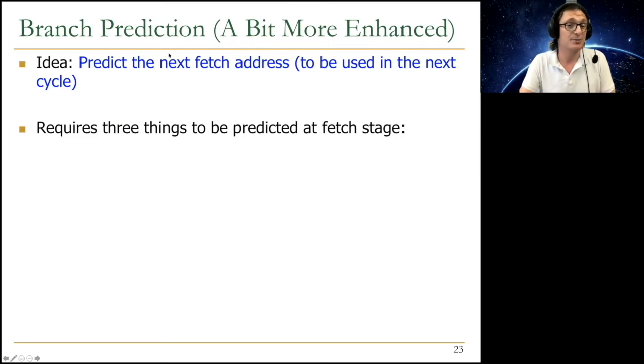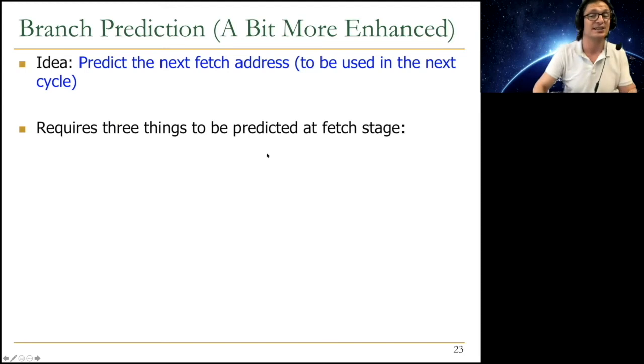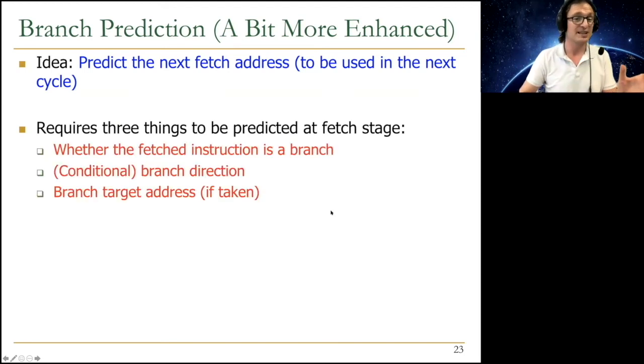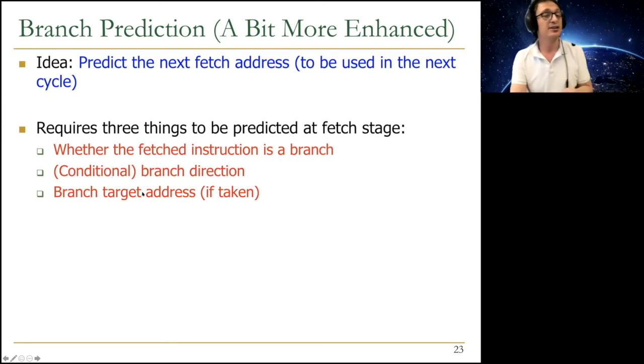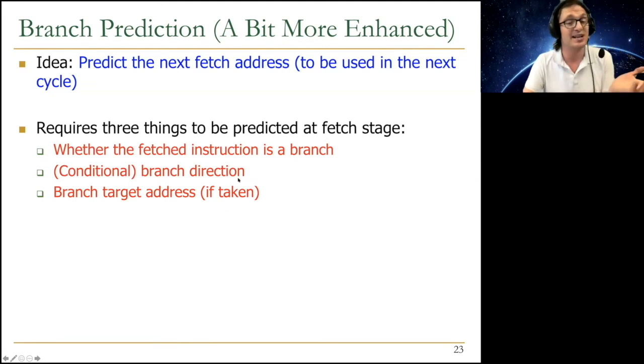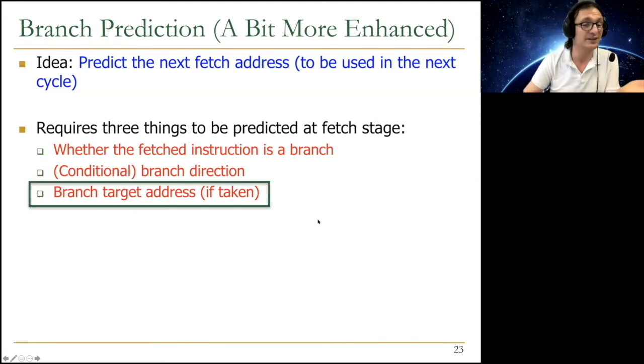Basically, the idea is to predict the next fetch address to be used in the next cycle. This actually requires 3 things to be predicted at the fetch stage. You need to predict whether the fetch instruction is a branch. You need to predict the branch direction, especially important for conditional branches, of course. And you need to predict the branch target address if the branch is taken. So we need different structures for this.